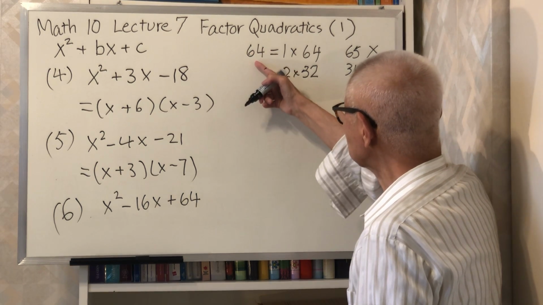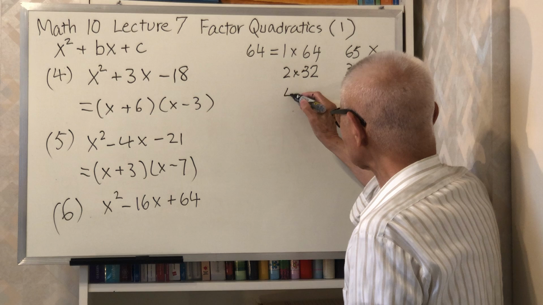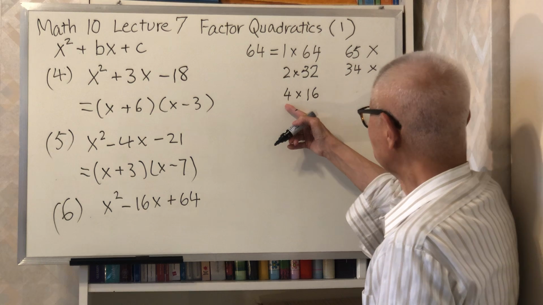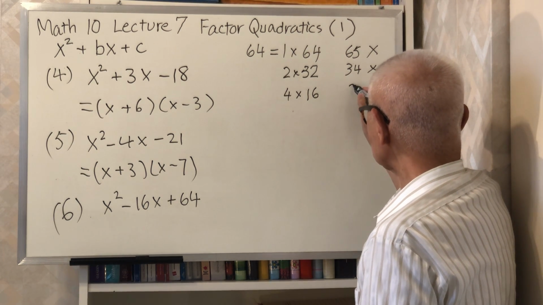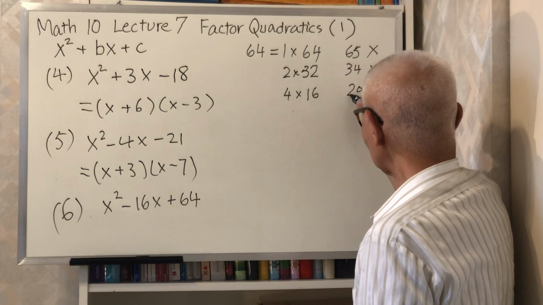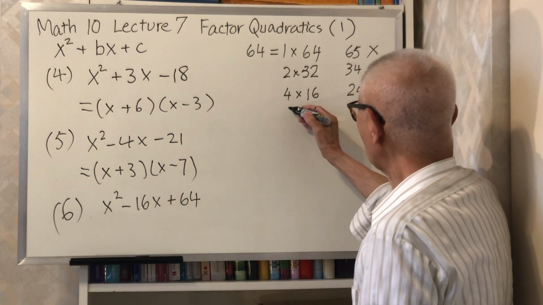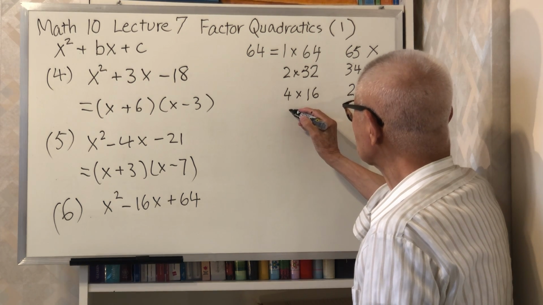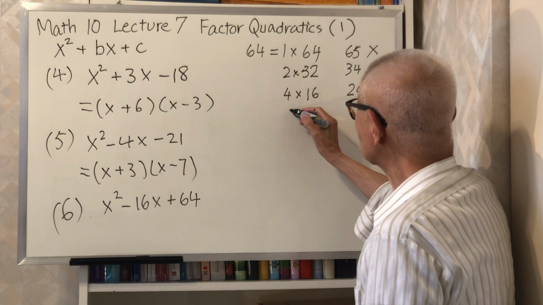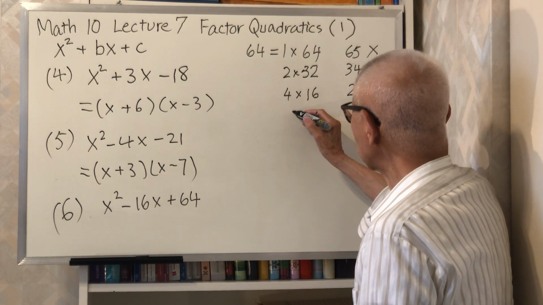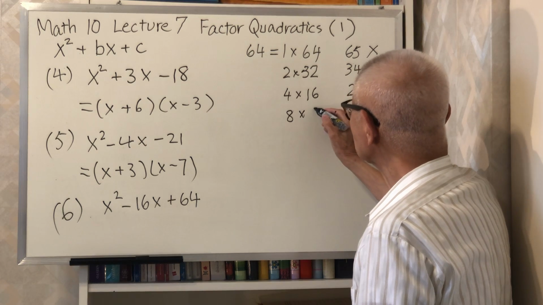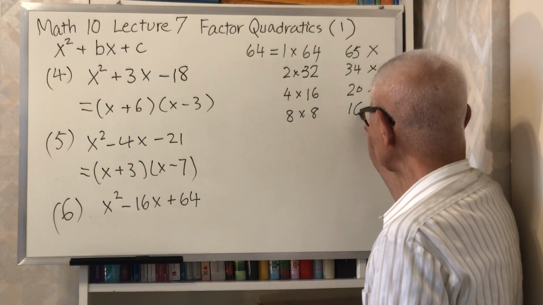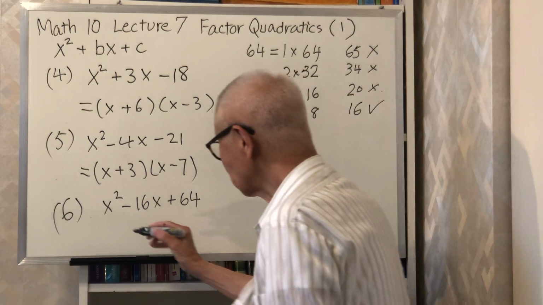3, there is no 3. 4, yes, there is factor of 4. 4 times 16. Then if you add them together, you get 20. No, that's not right, because I want 16. So 5, no factor 5. 6, no factor 6. 7, no factor 7. So 8, yes, 8 times 8. Now I'm right. 8 plus 8 is 16. That's right.